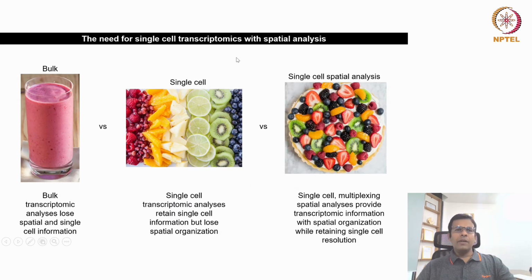So this slide nicely depicts the differences between bulk analysis versus single cell analysis versus single cell spatial analysis. So what is a bulk analysis? Bulk analysis means a regular mRNA-seq or the RT-PCR that you generally use for quantifying the gene expression level. Those are known as the bulk analysis. Why are they known as the bulk analysis?